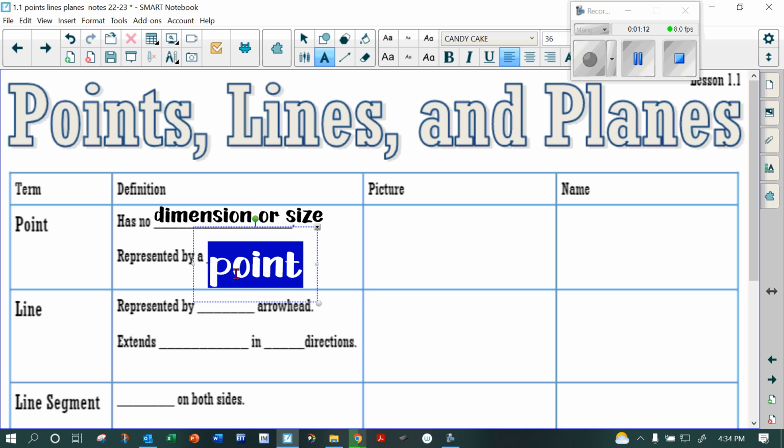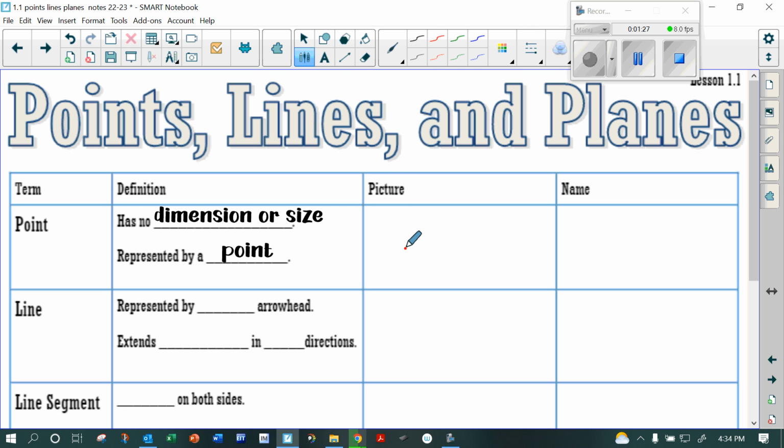Apparently I'm going to have to change the size on all of these. All right, so there we go. So no dimension, no size, and it is represented by a point. A picture of such a thing will be point A. It will always be a capital letter. So point A is how it is read, and it is always a capital letter.